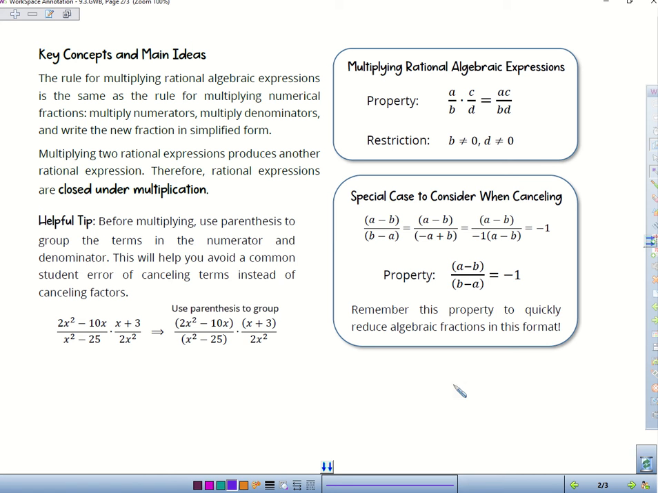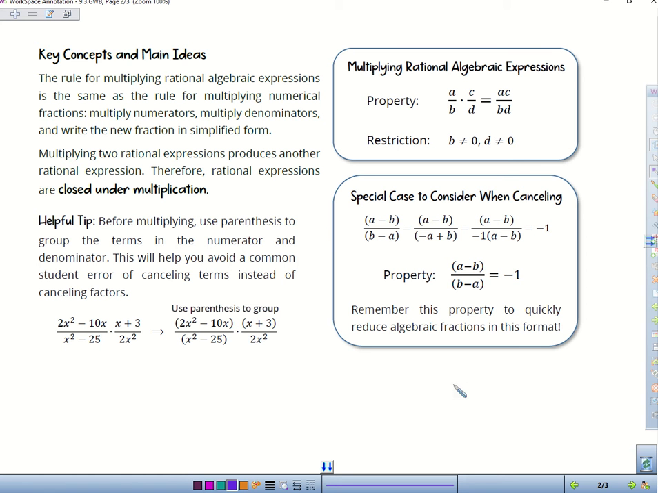So when you see that terminology, closed under multiplication or closed under a certain operation, that means that there's no type of multiplication you can do that will change that result from being a rational function. So we know that the result will always be a rational function as well. Okay, that's what that terminology means.